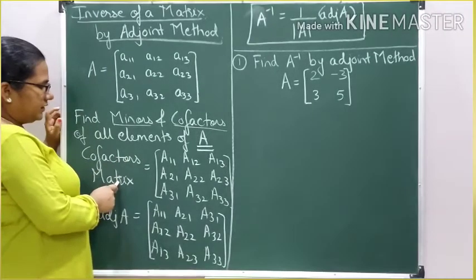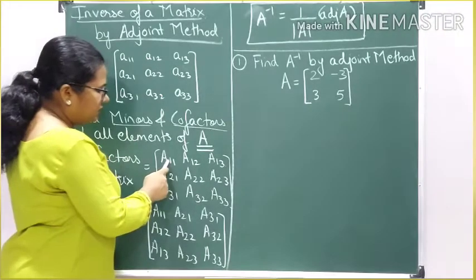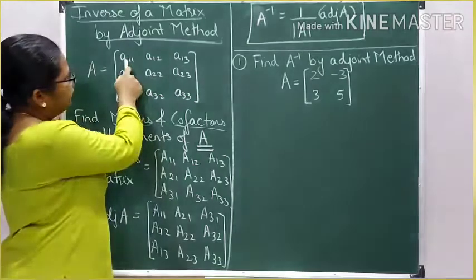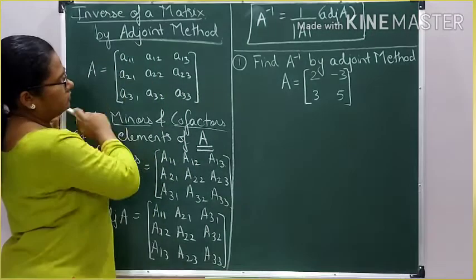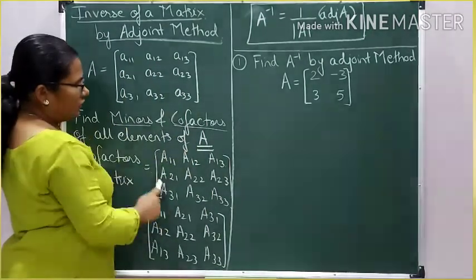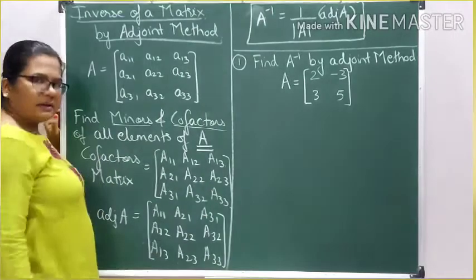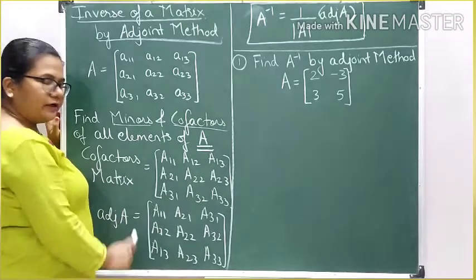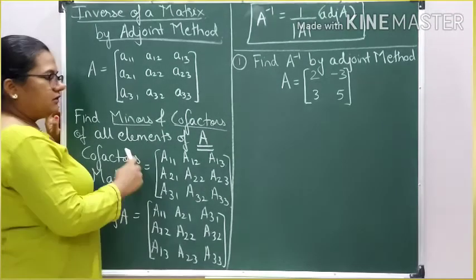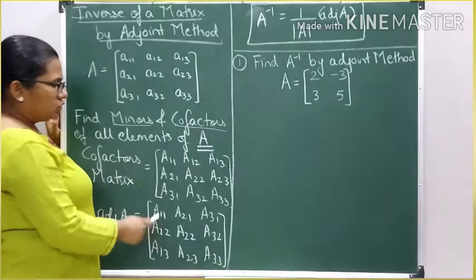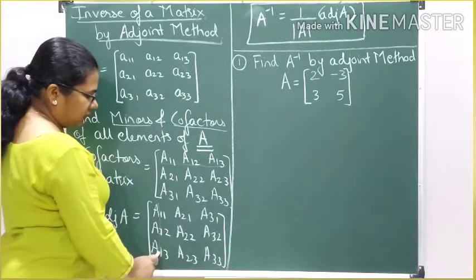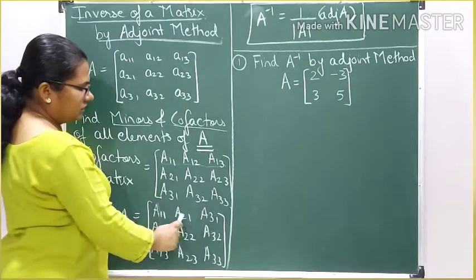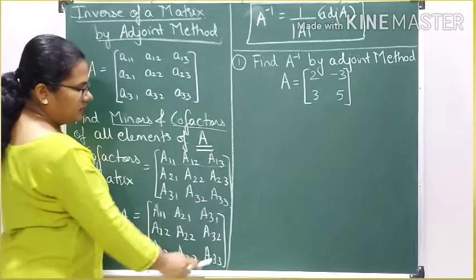You will write the cofactors in the matrix form. So first A11 is the cofactor of this element, A12 is the cofactor of this element. Then you will write these in the cofactor matrix. Then take the transpose of this. That will be your adjoint of A. What is transpose? Converting rows to columns and columns to rows. So this row will get converted to column, the second row to second column, and the third row will become third column.